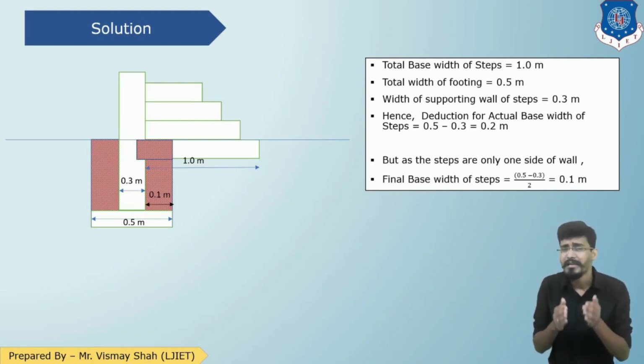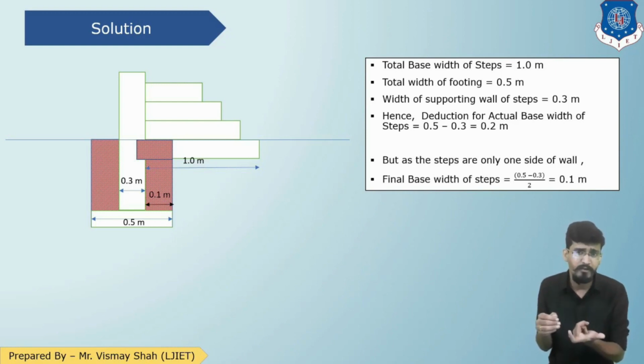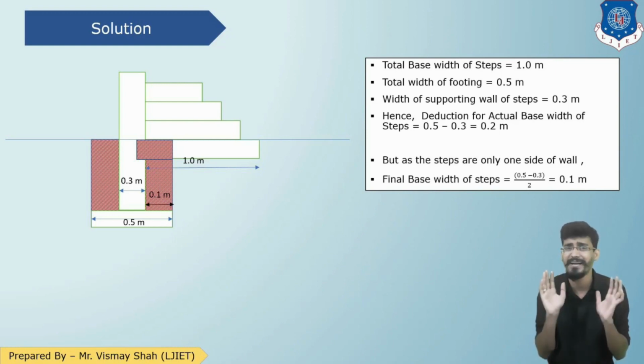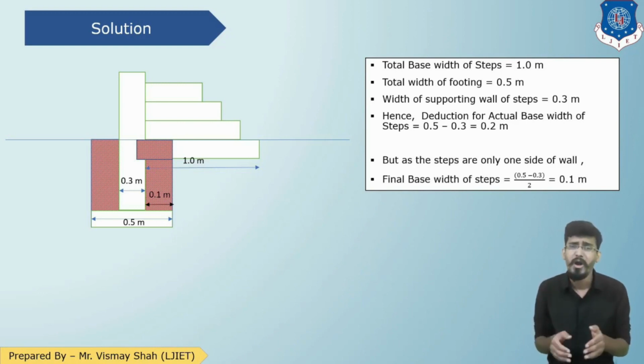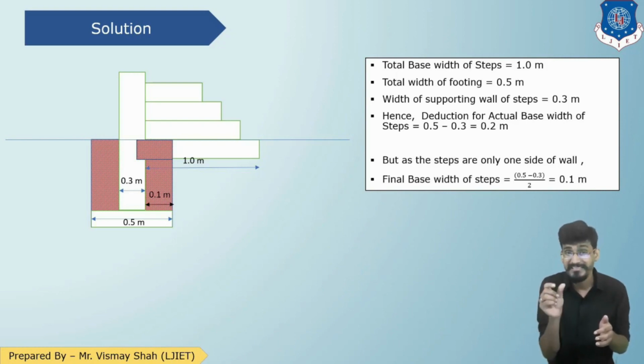So whenever a separate strip footing is given for the steps in the drawing, we need to change our width. We can't take the original width given in the drawing. We need to deduct this common part. How can we deduct it? There is a simple general formula: bottom width of the footing minus wall thickness, divided by 2. You will get your answer. So our B will become 1 minus this 0.1 common part. We need to deduct it from the original width. So B will be 0.9 meter.